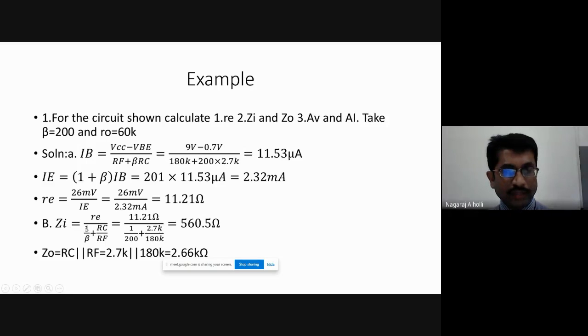Then we are finding Zi, the input impedance. Formula for input impedance is small re divided by 1 upon beta plus capital RC by capital RF. That will be small re is 11.21, divided by 1 upon 200 plus RC is 2.7k, collector resistance, and feedback resistance is 180k. This will be 560.5 ohms. Then output impedance Zo is RC parallel RF, 2.7k parallel 180 kilo ohms. This will be 2.66 kilo ohms. Capital RC parallel capital RF is output impedance Zo.